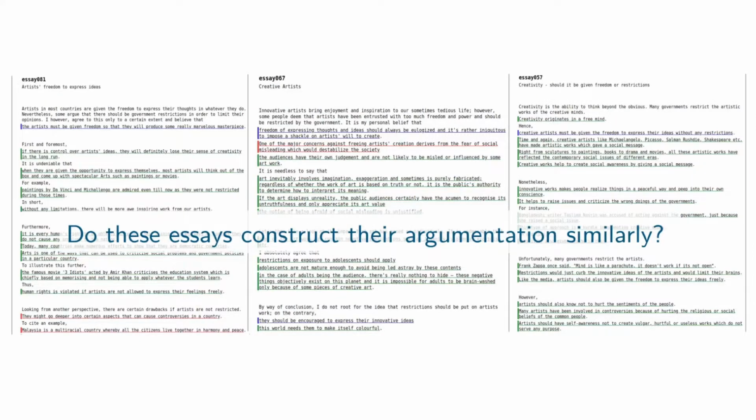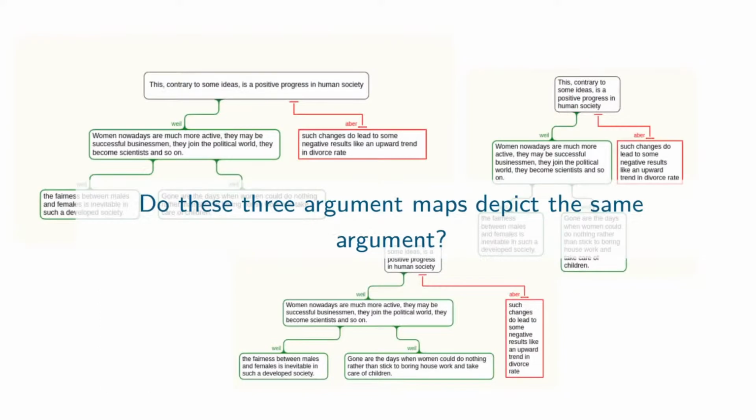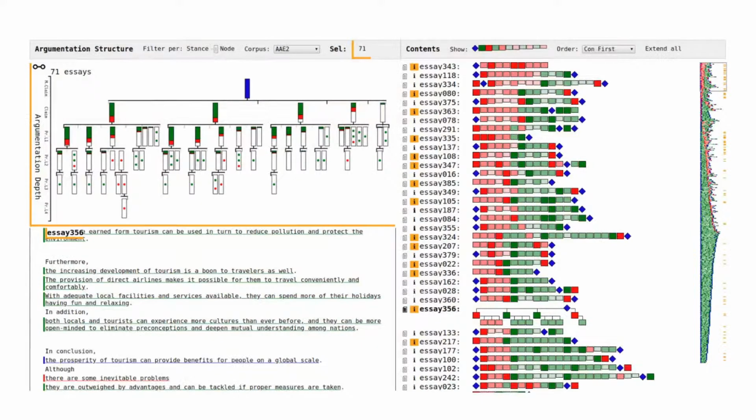Do these three essays construct their argumentation similarly? Where in this table of argumentation data from the previously seen texts can I find certain argumentation patterns? Do these three argument maps depict the same argument? We have developed a visual analysis system for argumentation in essays that can answer these questions at a glance. You want to know how it works? Come to my talk.